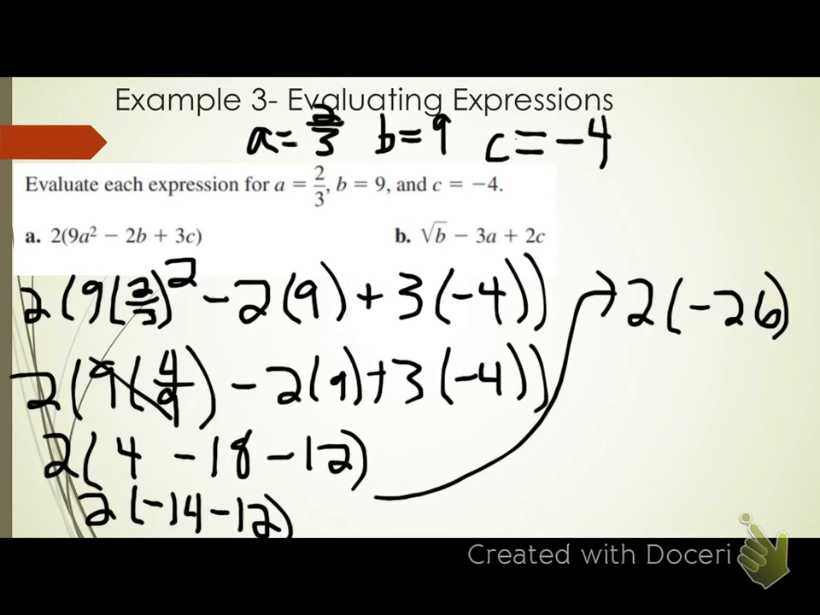They both have the same sign, right? So I add them. 14 plus 12 is 26. Keep the sign that they both have. They both have a negative sign, so it stays negative. Okay? And now I just have my last operation. 2 times negative 26. Negative 52. So there's the value of my expression when A equals 2/3, B equals 9, C equals negative 4.